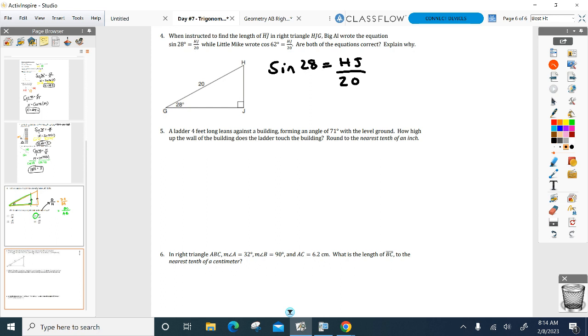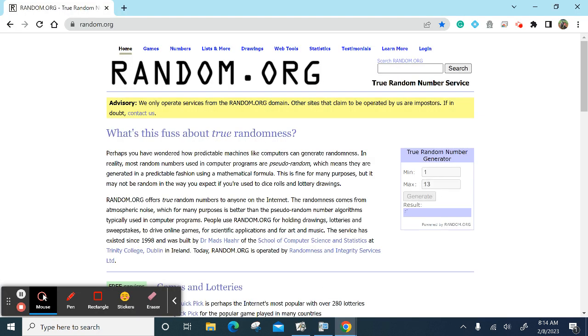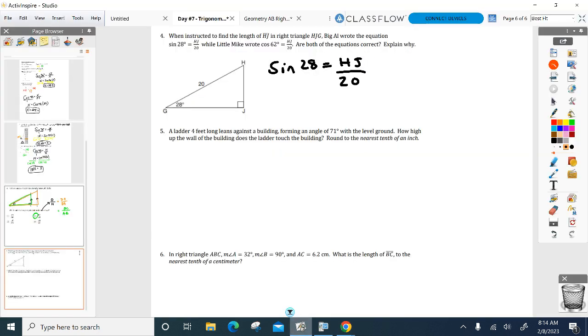Well, he used sine. What's sine equal to again from today? Opposite over hypotenuse. Are they opposite and hypotenuse where they should be? Everyone look at 28. Is HJ opposite? Yep. Is 20 the hypotenuse? Okay, so Big Al's correct. He found it the correct way. Everyone all right? Why? Because he used the opposite and hypotenuse and used sine.